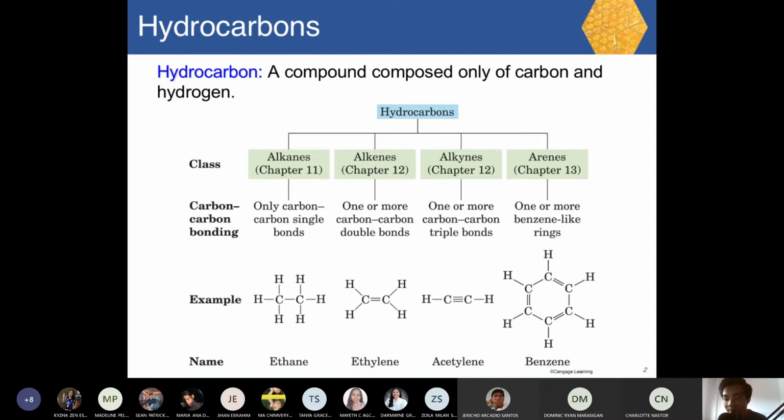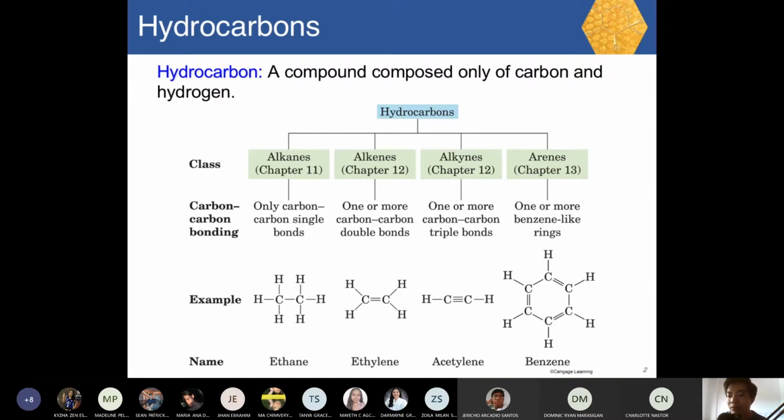So, mapapansin nyo, masyadong malaki yung variety ng organic compounds. It could go as complex as our DNA. Pwede rin siya maging as simple as methane, yung CH4. That's the simplest organic compound. Okay? So, since malawak yung ating classification ng organic chemistry, kailangan natin i-chop-chop siya.